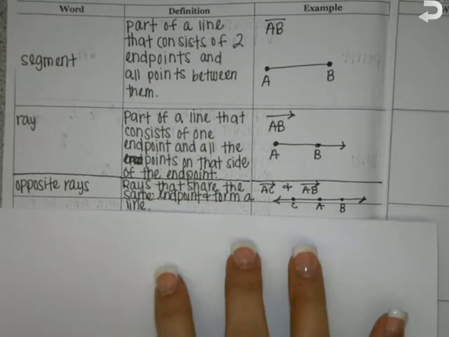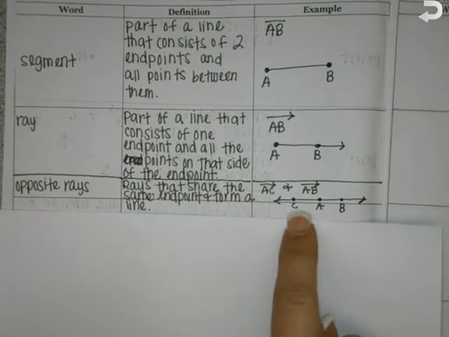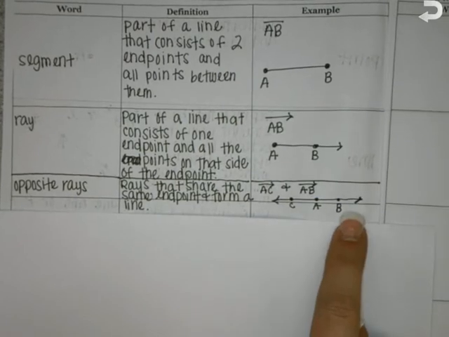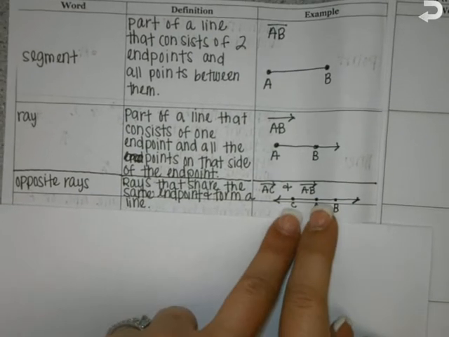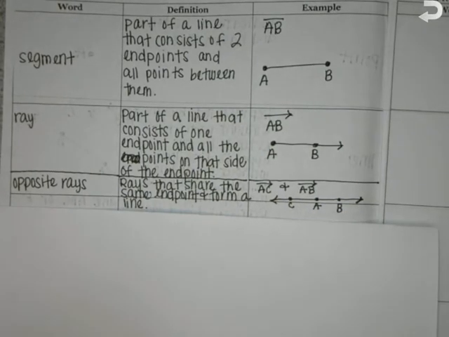And then the reason why I put these in the same box, although for mine it didn't quite fit, is that they're related. We also have what's called opposite rays. And opposite rays are rays that share the same endpoint and they form a line, but they go in opposite directions. So for example, I have this line that contains points C, A, and B. Ray AC and ray AB are considered opposite rays because they go in the opposite direction.